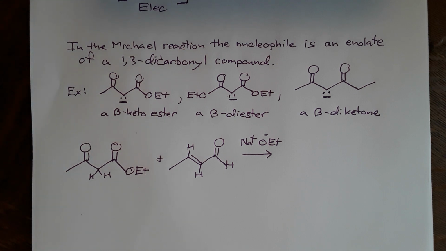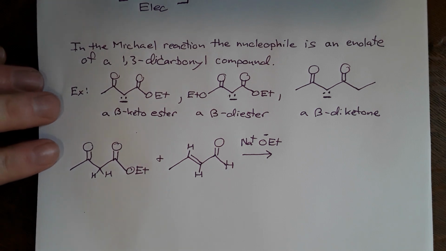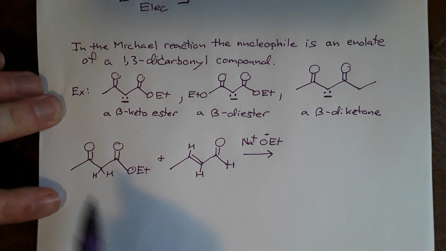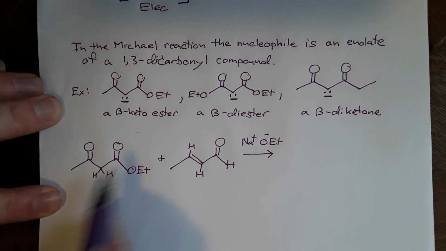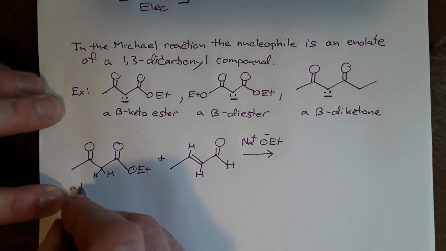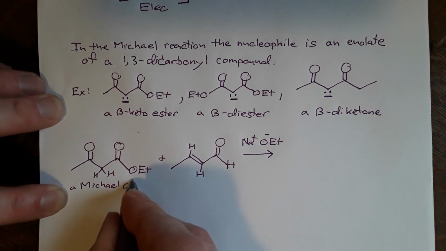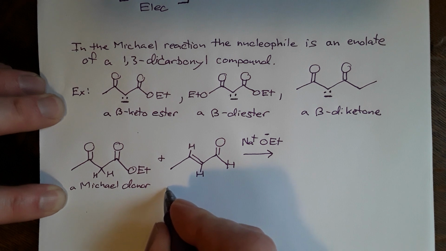That will list a bunch of different kinds of Michael donors and Michael acceptors. So this thing right here that we're starting out with, the 1,3-dicarbonyl compound, is referred to as a Michael donor in this Michael reaction. And then this is the Michael acceptor.